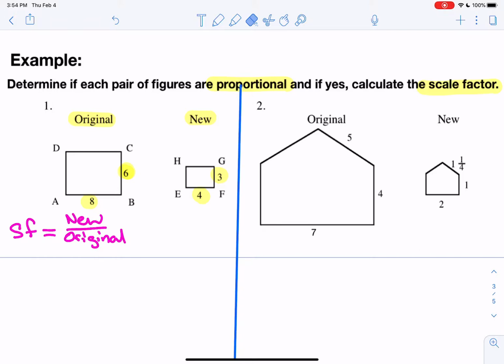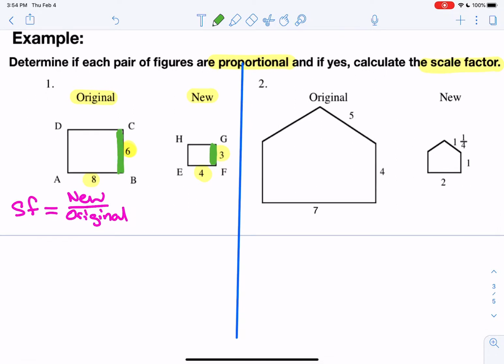So I'm going to start with 6 and 3, okay? We have to pick corresponding sides. So if I'm picking this side in my original, corresponding sides means I have to pick that same side in my other drawing. All right, so we're going to check those first. New over original. Well, the new is 3, the original is 6. 3 goes into both, so we can simplify it to 1/2. Okay, so that's the scale factor for that side.